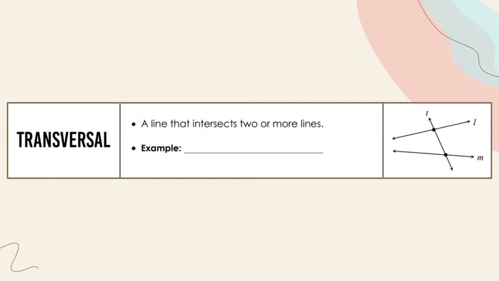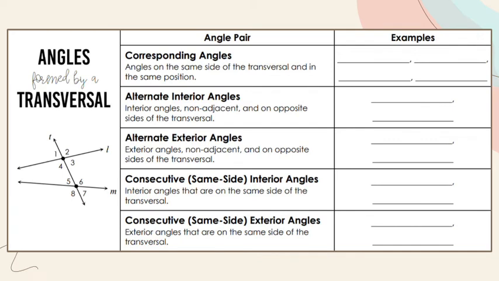In the next section, we're going to talk about transversals. A transversal is a line that intersects 2 or more lines. In this example, the transversal is line T. Now we're going to talk about angle pairs that are formed by a transversal.